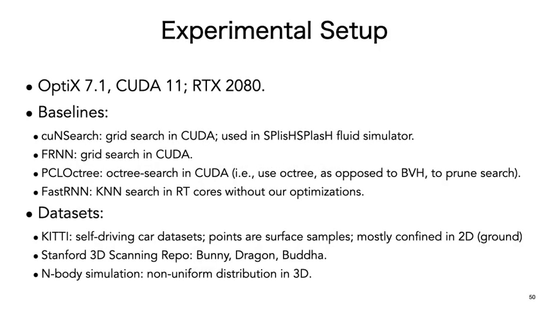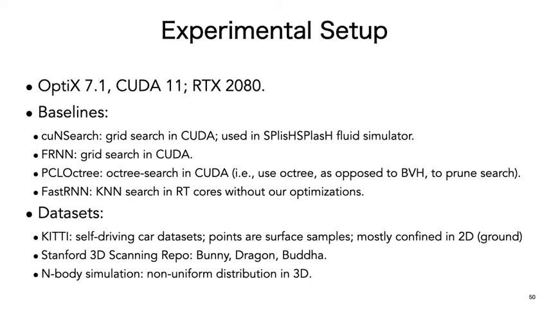We implement this using OptiX 7.1 and CUDA 11, and we perform experiments on an RTX 2080. And there are 4 different baselines that we compare against. cuNSearch is a grid-based neighbor search implemented in CUDA. It's used in the very popular SPlisHSPlasH fluid simulation. FRNN is a grid search implemented in CUDA. This is a drop-in replacement for neighbor search in PyTorch. PCL Octree is an Octree-based neighbor search implemented in CUDA. It uses an Octree rather than a BVH to prune the space.